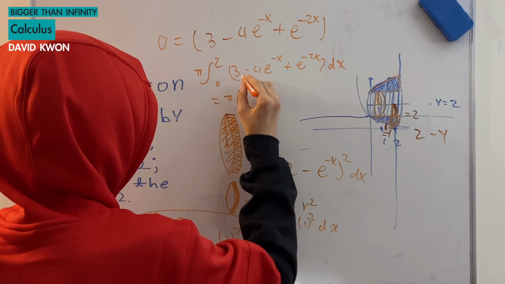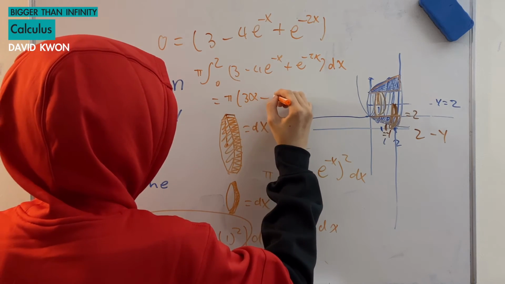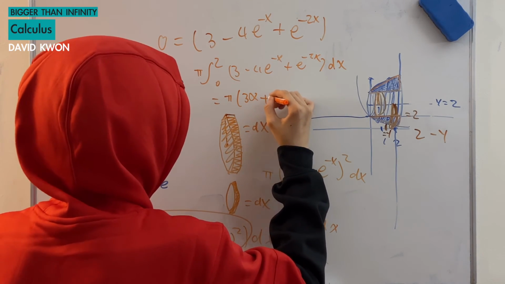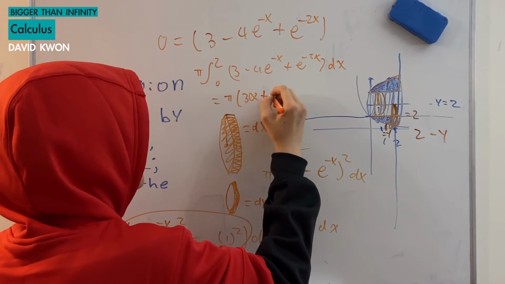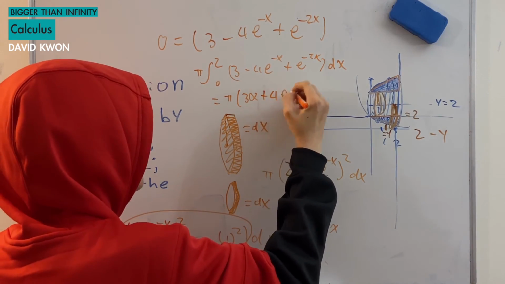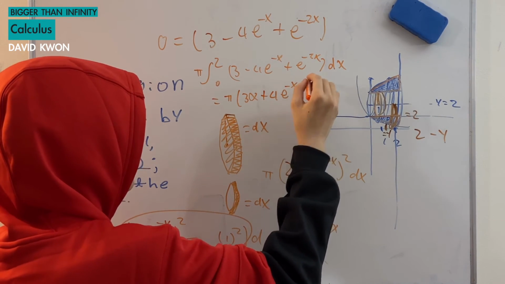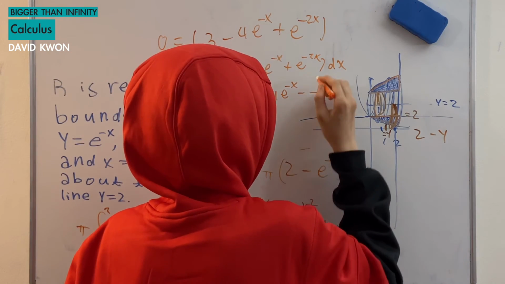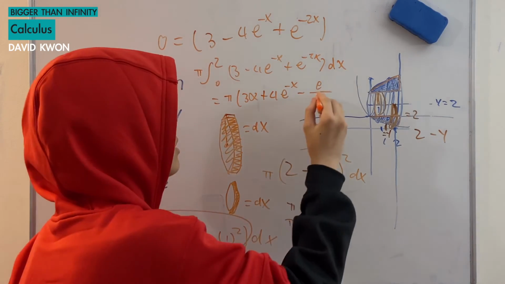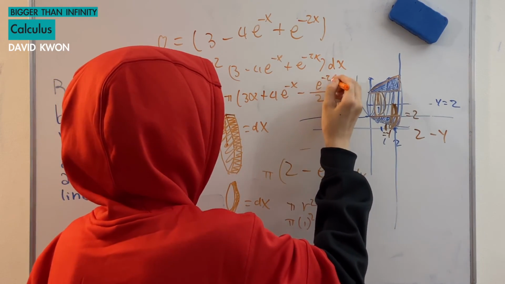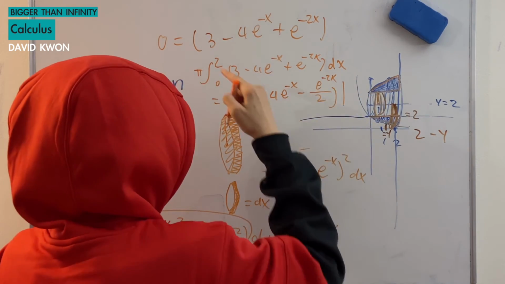When I integrate, I get 3x minus, actually, plus 4 times e to the power of negative x, minus, whatever I do will be divided by 2, and then I have e to the power of negative 2x. Seems very good. And now, of course, we still have the integral from 2 to 0.